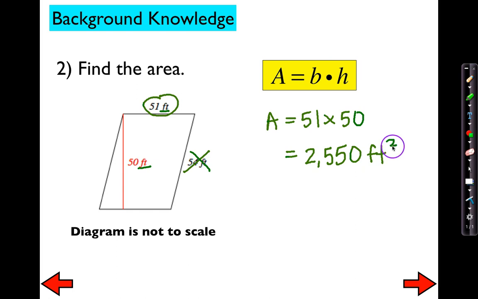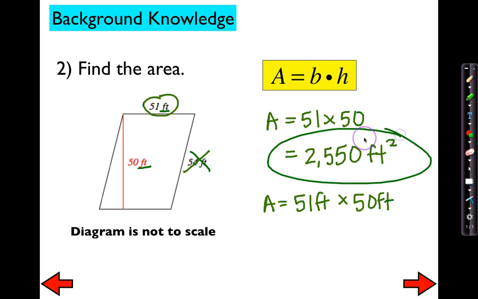If you're wondering why we put squared and not just feet by itself, it's because if you think about area, we are technically multiplying 51 feet times 50 feet. So notice we multiplied feet 2 times, and that's why it is squared. So this is our final answer.